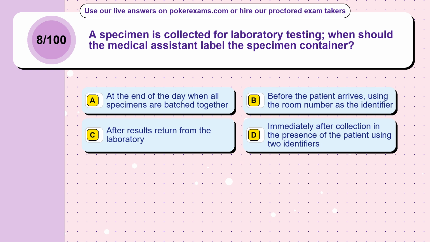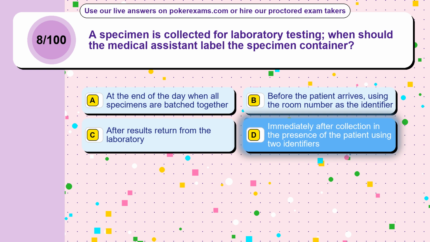Option A. At the end of the day when all specimens are batched together. Option B. Before the patient arrives, using the room number as the identifier. Option C. After results return from the laboratory. Option D. Immediately after collection in the presence of the patient using two identifiers.